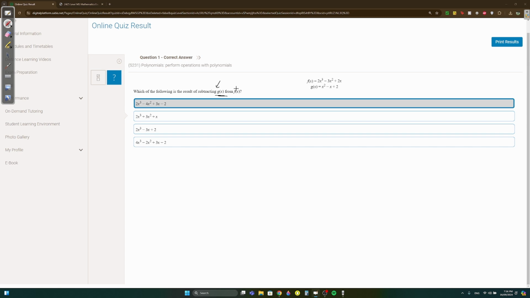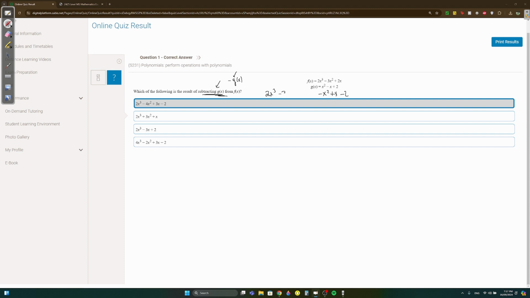So subtracting g of x from f of x. Subtracting g of x, that means we want to minus g of x, right? From f of x. Some people get this wrong because they think it's minus f of x, but what are we subtracting? We're subtracting g of x. So it's minus g of x. So we're going to distribute the minus, it's going to become minus x squared plus x minus 2, right? And this, you just copy it down.